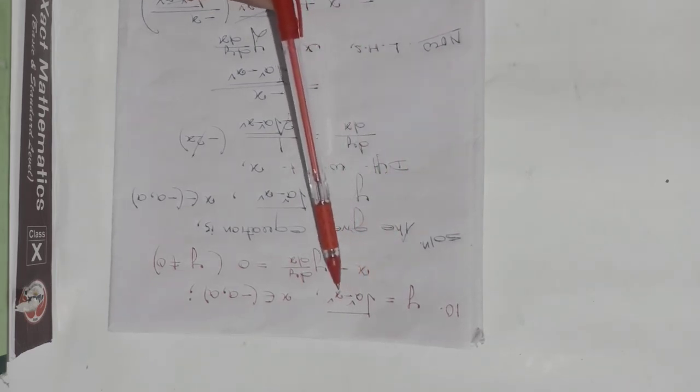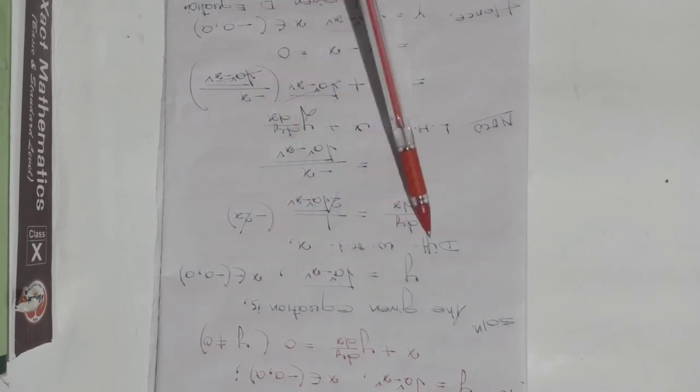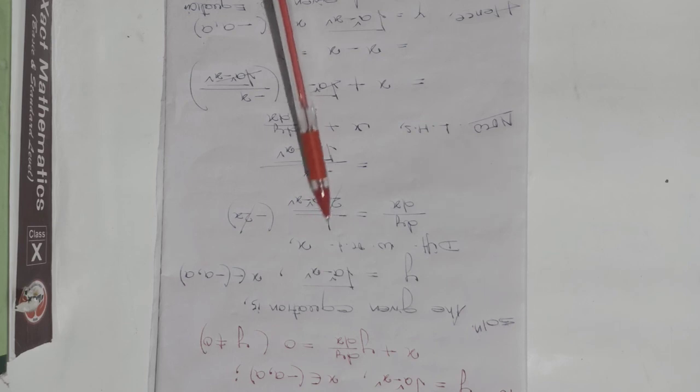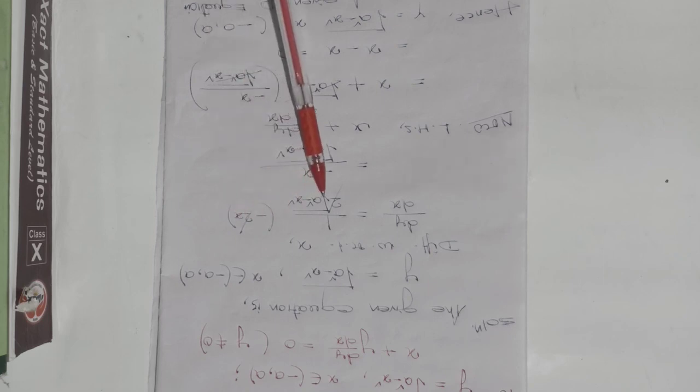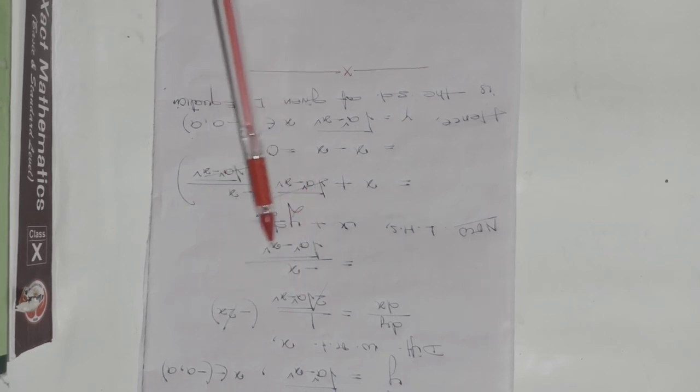Now students, let us check another question, y equal to root over a square minus x square, whether this is a solution of this differential equation or not. We differentiate with respect to x, dy by dx equals 1 by 2 root over a square minus x square into the derivative of this. The derivative is minus 2x, because a square is constant. So it becomes minus x by root over a square minus x square.